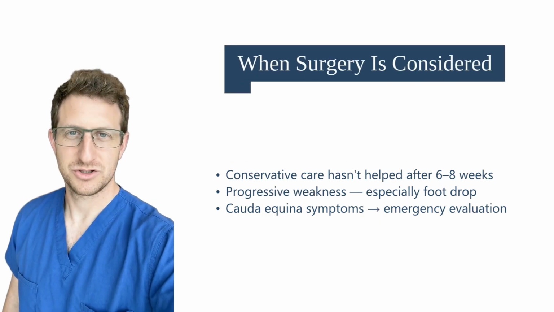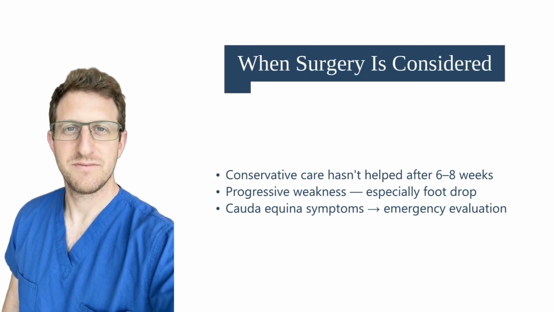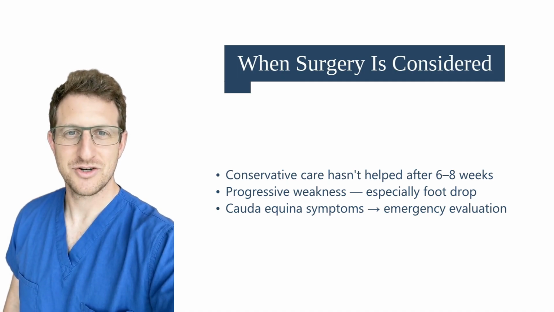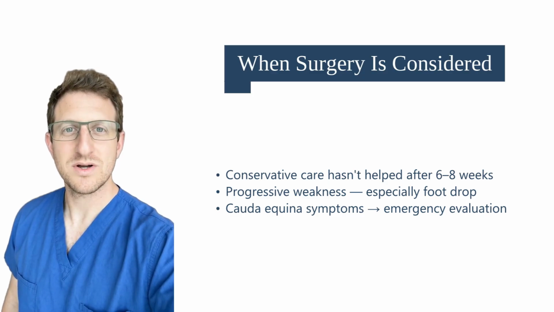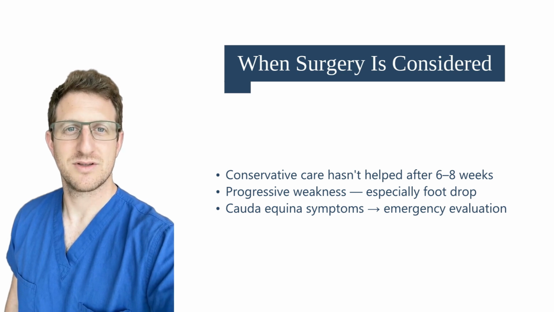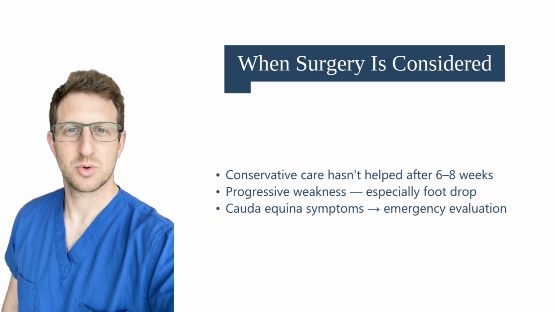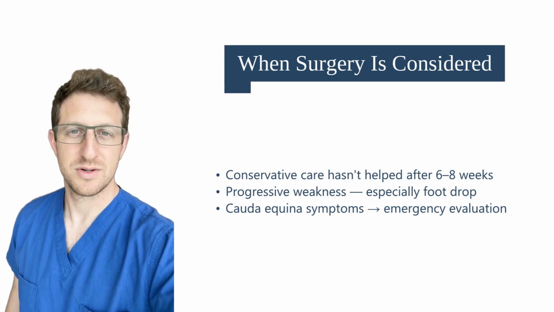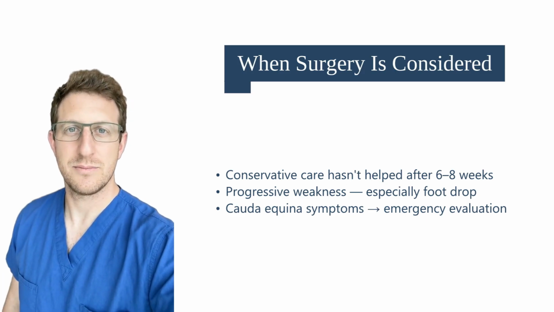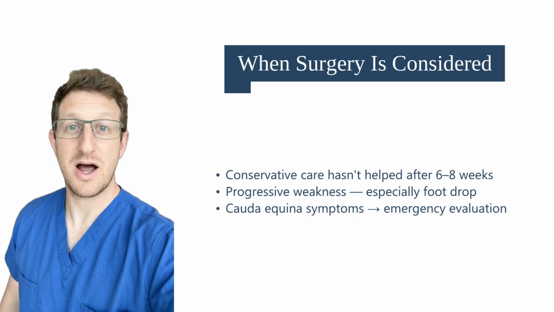Surgery becomes a consideration in specific clinical situations. If conservative measures have been completed and leg pain is still substantially affecting daily function after 6 to 8 weeks, that's one common indication. Progressive weakness, particularly foot drop, the inability to lift the front of the foot, suggests the nerve is being compressed more severely, and that typically shortens the evaluation timeline. And one situation is different from all the others. If there is sudden loss of bladder or bowel control, saddle numbness, or weakness in both legs, that may indicate cauda equina syndrome, which warrants emergency evaluation, not a scheduled appointment.